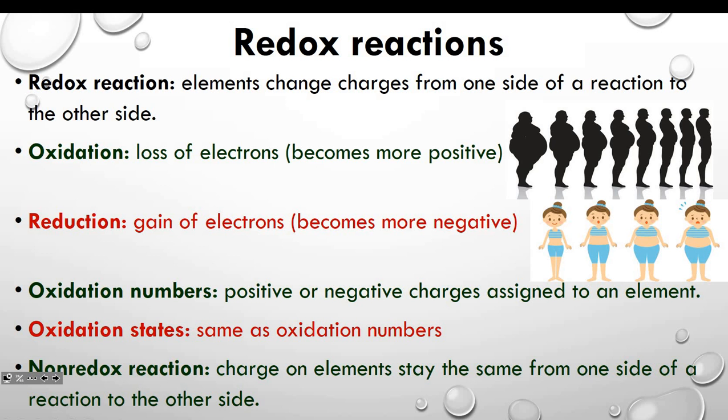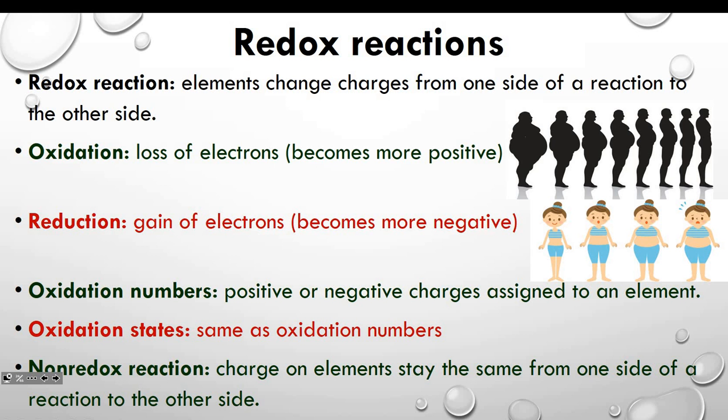So usually, if we're working with a metal, it's got to be able to change charge. So that's either gaining electrons or losing electrons. Oxidation is loss of electrons, becoming skinnier. Reduction is gaining electrons, becoming more negative because they're getting bigger. So you like my little visual.